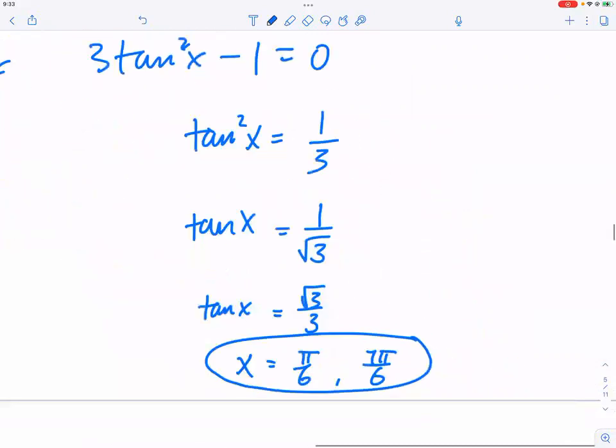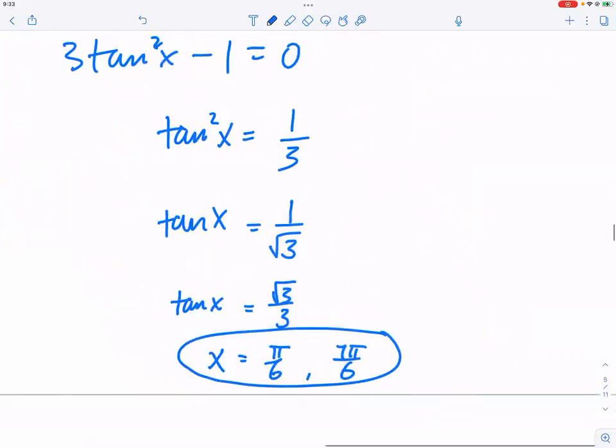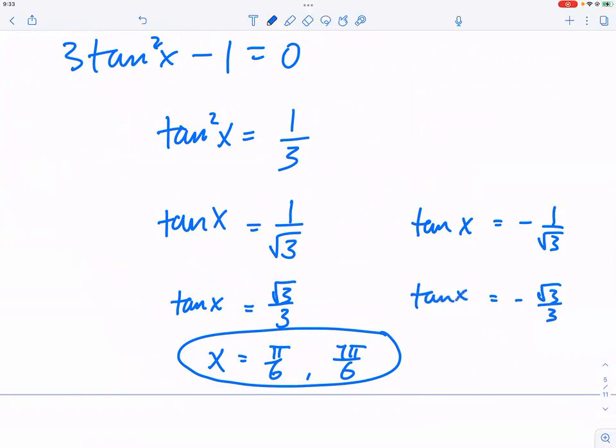Oh, yes, we do, actually. Thank you. We do have to take care of the negative as well. So then you have a negative √3 over 3. And then x would be 5 pi over 6, and then we got 11 pi over 6.